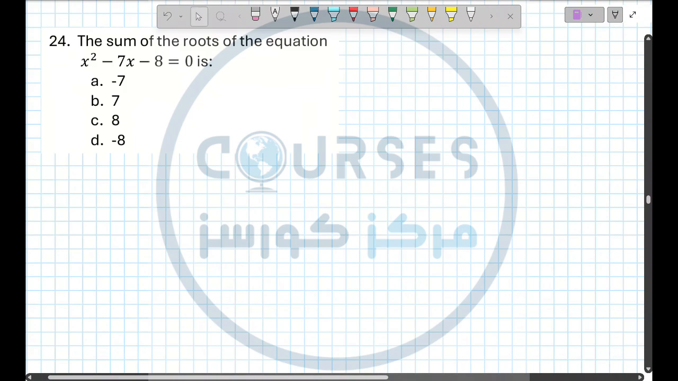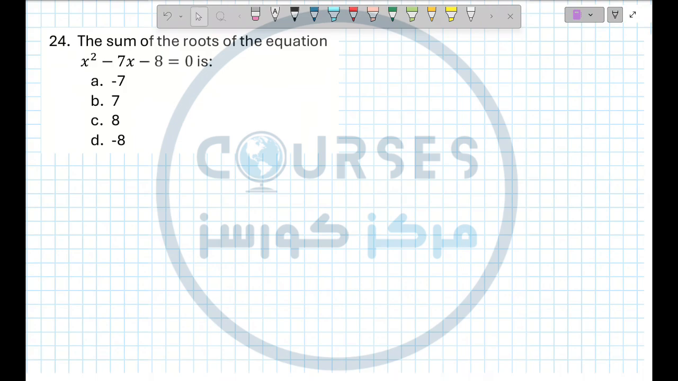Next, he wants the sum of the roots of the equation x squared minus 7x minus 8 is equal to 0. Okay, so for this one, let's factor it normally and then we just need to add the answers. It's an easy question. So factor the 8. The 8 is 1 times 8 and 2 times 4. The bigger number is negative because the first sign is negative. The other one is the opposite. So that's a negative 8, that's a positive 1.